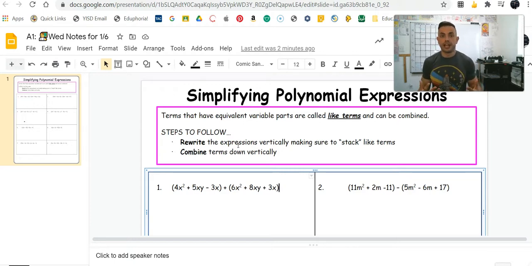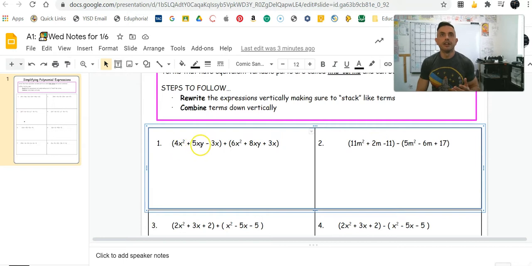For these notes today and for your grade, you're going to digitally show me the process that I'm going to explain right now. In order to combine or simplify polynomial expressions, you need to make sure that all your terms are lined up, and they have to be like terms. A term, for example, is each piece of your expression. Example: 4x squared, positive 5xy, negative 3x, 6x squared, positive 8xy, positive 3x. In this case, this total problem has 6 terms in it.